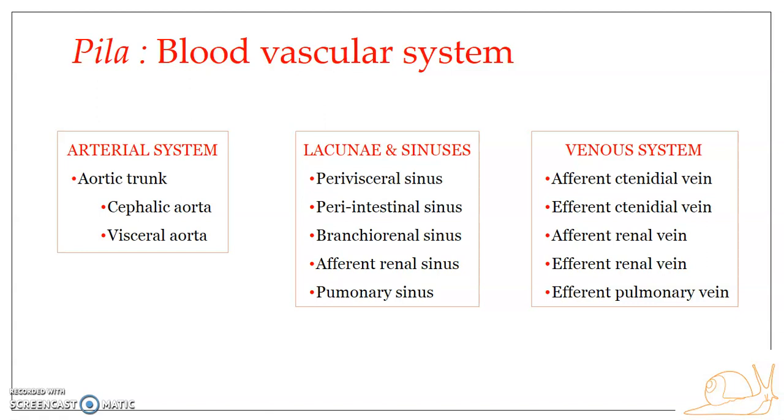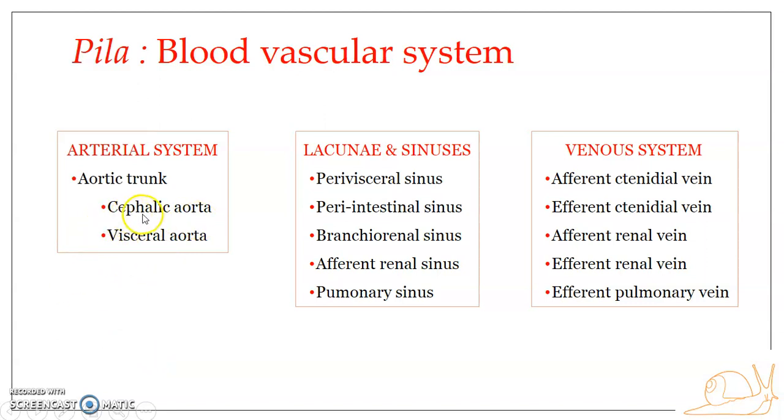The arterial system of Pila consists of the trunk which carries blood away from the heart. That is the vessel which arises from the ventricle, and that is the aortic trunk. So the arterial system includes the aortic trunk and the branches of the aortic trunk. Soon after it originates from the ventricle, the aortic trunk divides into two major branches, the cephalic aorta and the visceral aorta.